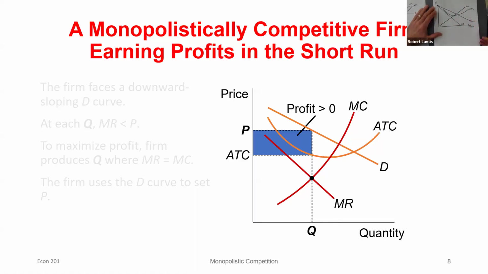Here's my average total cost curve. Okay. So let's think about two scenarios to start out. The first one was here, where I choose the quantity where marginal cost is equal to marginal revenue. I then go up to the demand curve. This is what we had in the slides to set the price.